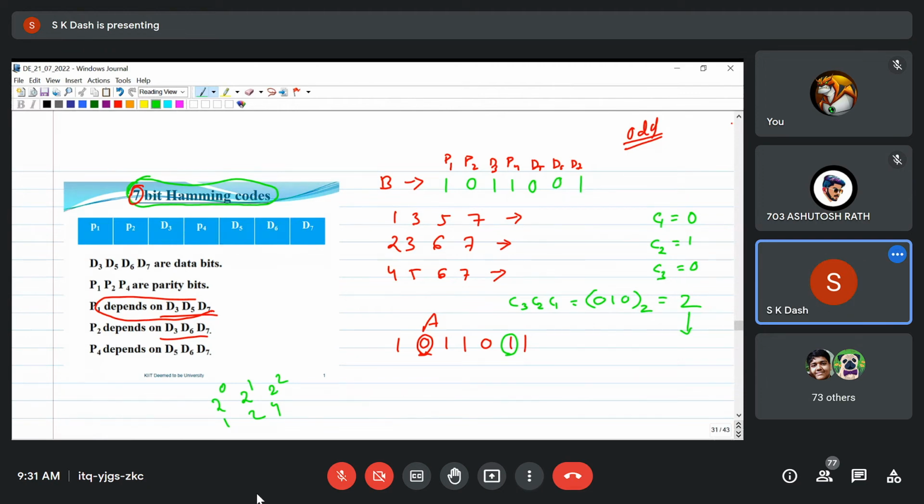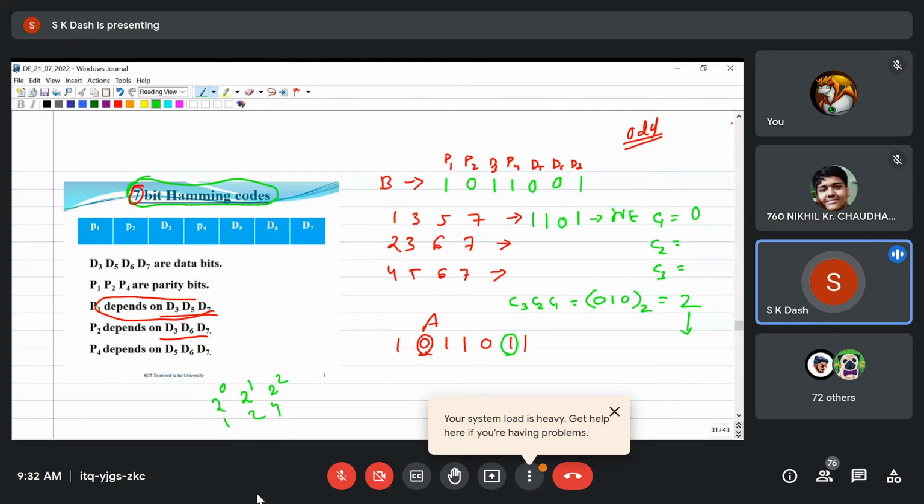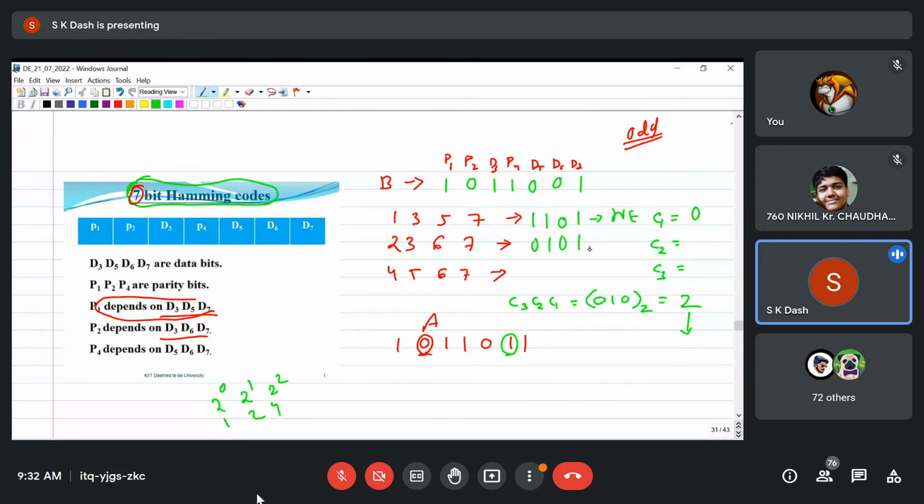Now we need to check 1, 3, 5, 7. 1 is 1, 3 is 1, 5 is 0, 7 is 1. Does it contain an error or not? How many ones are there? No error, so C1 needs to be 0. Next, 2, 3, 6, 7: 2 is 0, 3 is 1, 6 is 0, 7 is 1. How many ones are there? 2 ones. So does it contain an error or not?